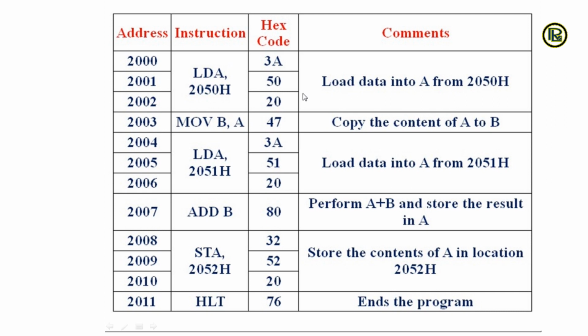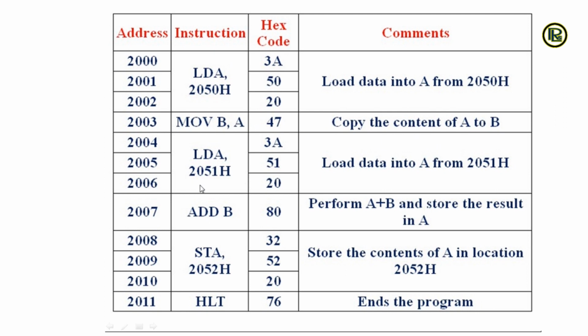What this LDA 2050H does is load the data into register A from the memory location 2050. So we have to first keep a number in memory address location 2050. Then we have to move or copy the content of register A to register B. For that, the mnemonic or instruction is MOV B,A and the corresponding code is 47. It copies the content of A to B.